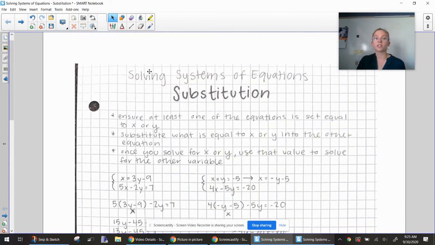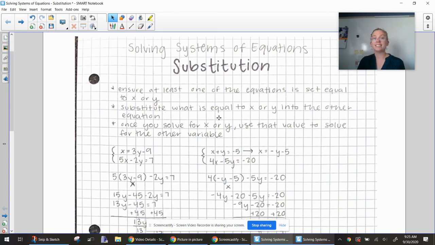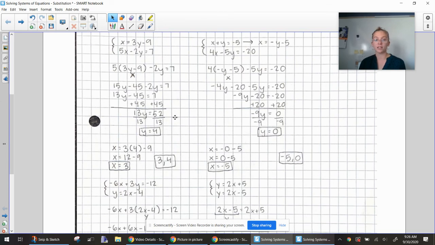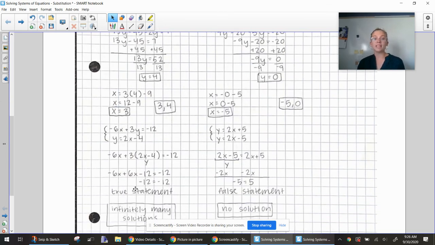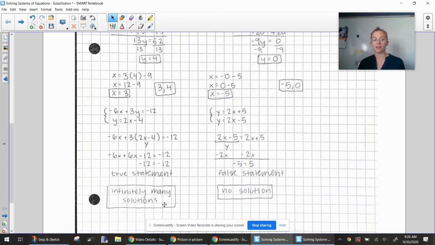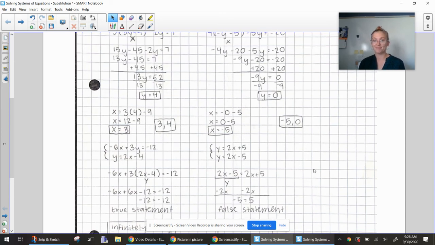So in this video, we learned how to solve systems of equations using substitution. We learned that you need to start by making sure one of the equations is set equal to x or y. You need to substitute what is equal to x or y into the other equation, and then solve for the other variable. When the equation results in a true statement, there are infinitely many solutions. When the equation results in a false statement, there are no solutions.